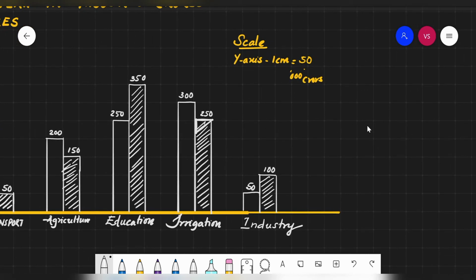Now we need to write the index. What is the index? There are two shades that we have. One is the plain one, and this is the central government allocation. And the other one is the crossbars, so this is from the state government.